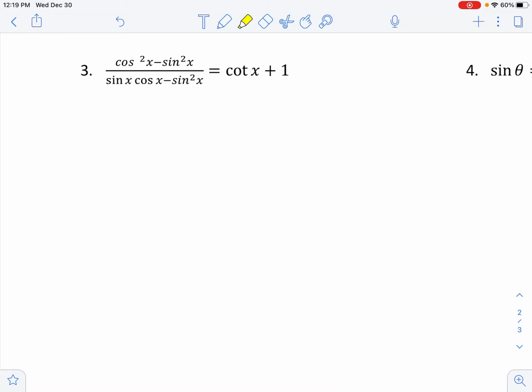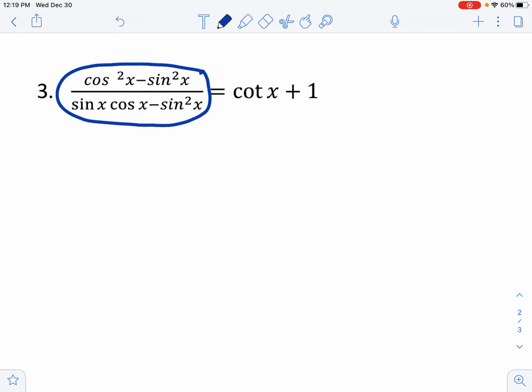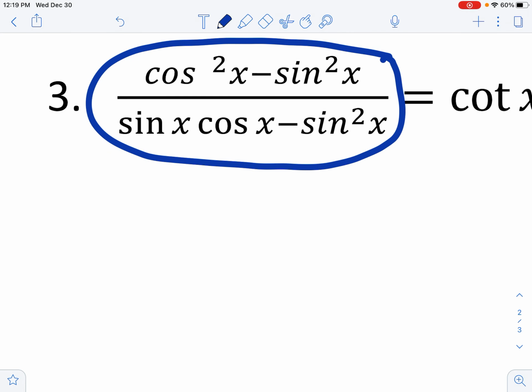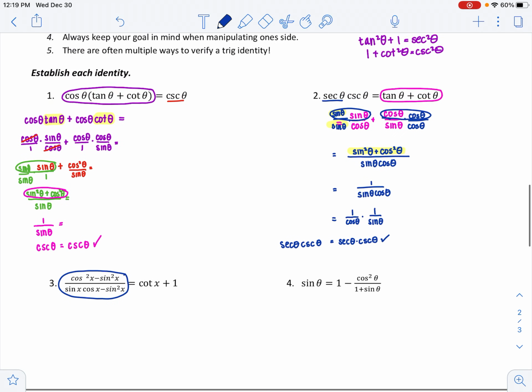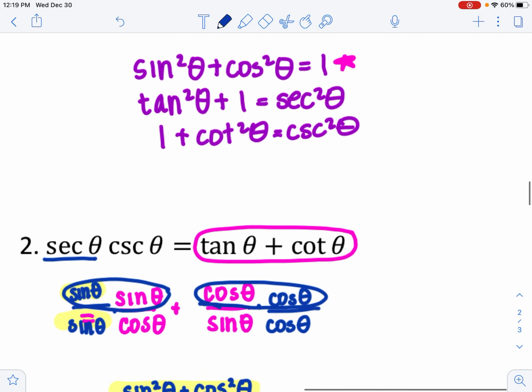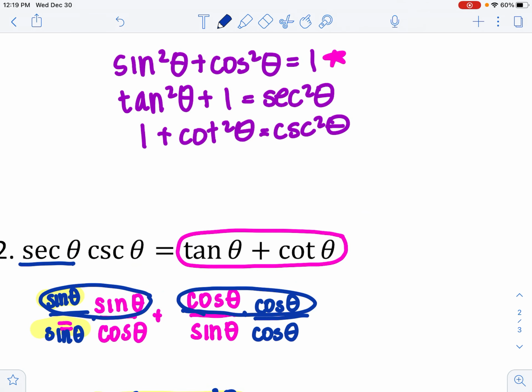All right, let's look at number 3 here. Which side is more complicated? It should be very clear that this side right here is way more complicated, right? Okay. So first thing I'm going to do is look at it and say, what can I do? Is this an identity up here? Cosine squared minus sine squared. So I'm going to look to see if I can manipulate my first identity to be cosine squared minus sine squared.